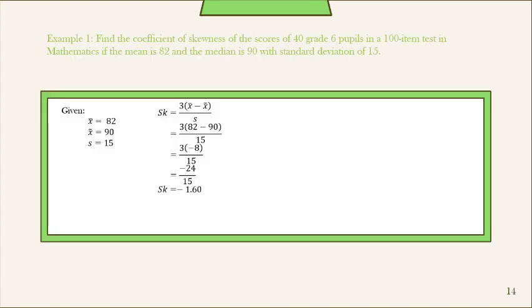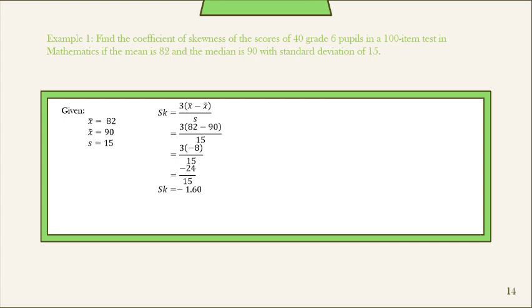So, for example, find the coefficient of skewness of the scores of 40 grade 6 pupils in a 100-item test in mathematics if the mean is 82 and the median is 90 with standard deviation of 15. So, ang given natin, mean is equal to 82, and ang median is 90 and ang standard deviation is 15. So, using the formula, coefficient of skewness is equal to 3 times the quantity of mean minus median all over standard deviation. So, substitute lang natin yung value, magiging 3 times the quantity of 82 minus 90 all over 15.